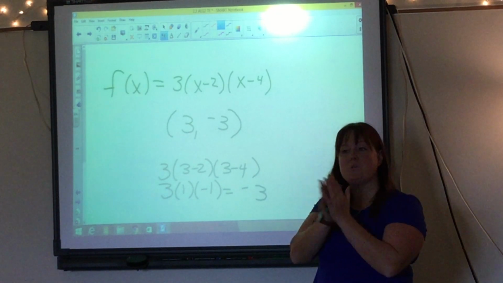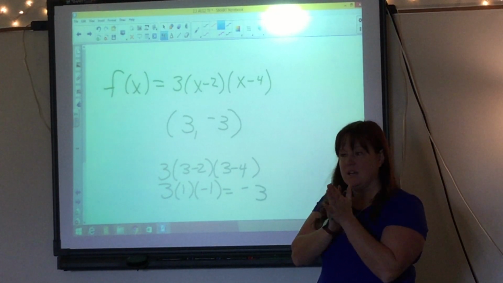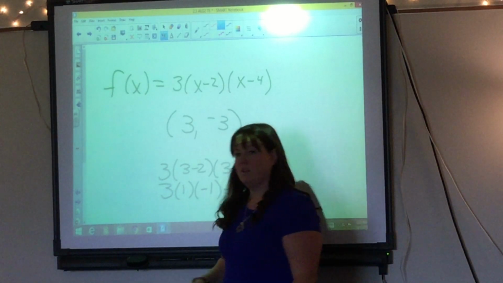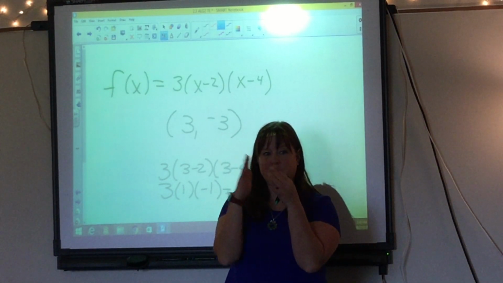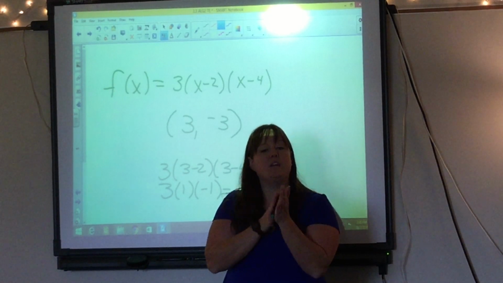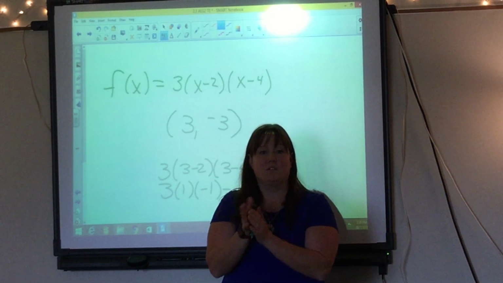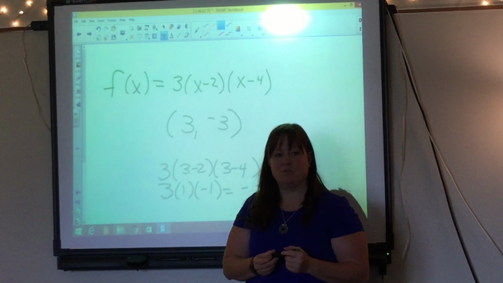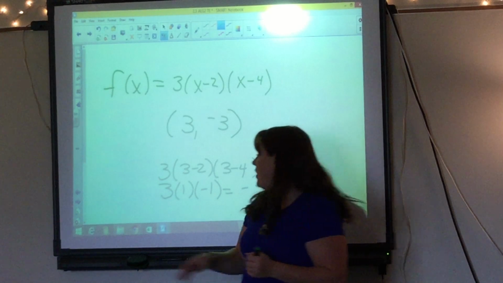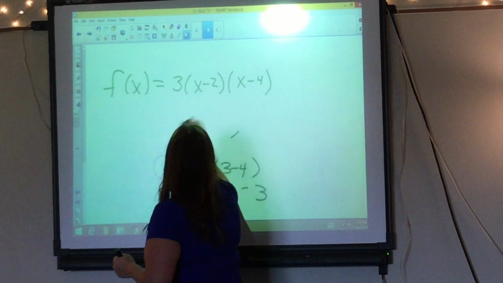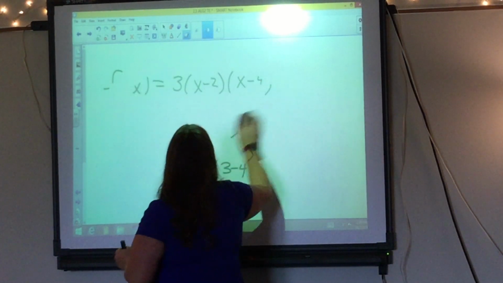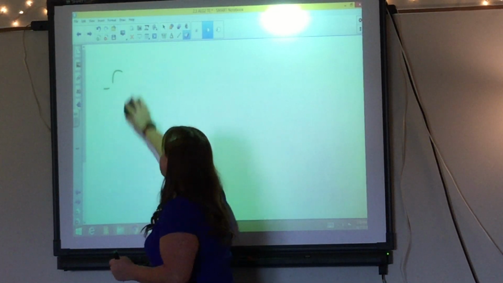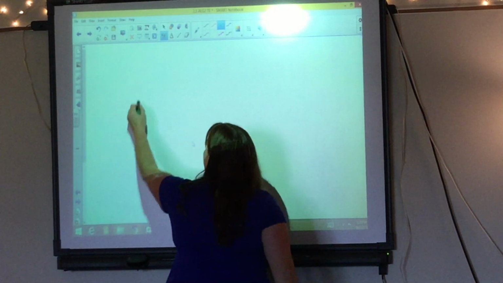On your foldable, let's write how we can find the vertex of a parabola in intercept form. I thought we already wrote that. I don't think we did. We didn't write it yet. Wait, do I write that all out? Put some shoes on. Don't tell me what to do.